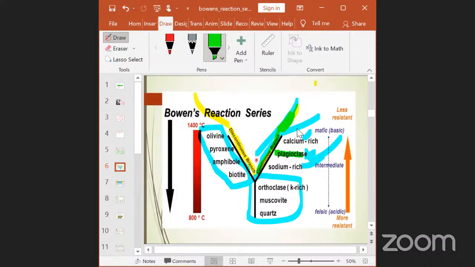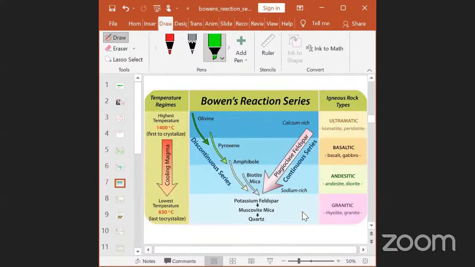Plagioclase is a solid solution series of feldspar minerals, which has a total of six minerals ranging from albite to anorthite. You see here.